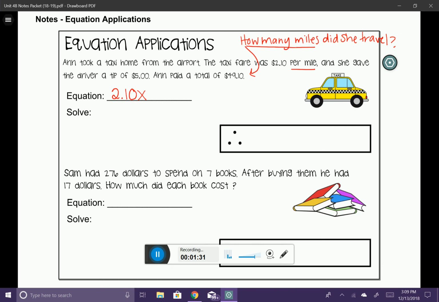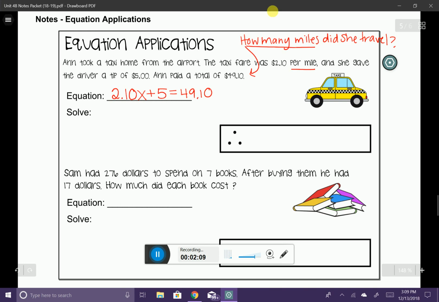She also gave the driver a tip of $5. So we're going to add $5 to that amount because that's how much she's going to be paying. And then we're going to set that equal to her total, which is $49.10. Now, let's look at that equation for a second. We know that Anne's going to pay $49.10, but what is she going to be spending her money on? Well, for each mile she's going to spend $2.10, and she's also going to tip the taxi driver $5. So we just constructed a two-step equation.